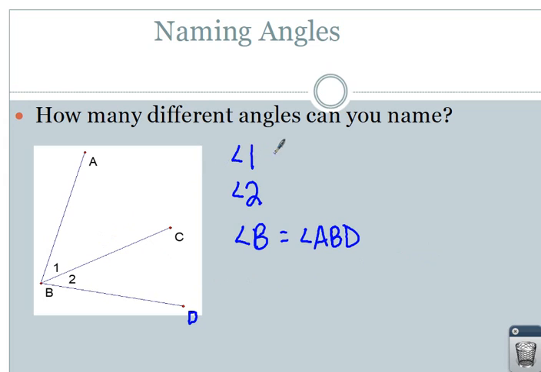Angle 1 is actually the same as angle ABC. And then angle 2 is actually the same as angle CBD. You notice I put B in the middle of all 3 of those because B is the vertex, so it has to go in the middle. Okay, so technically there's 3 angles in this picture, but we can name 6 different ways of doing it.